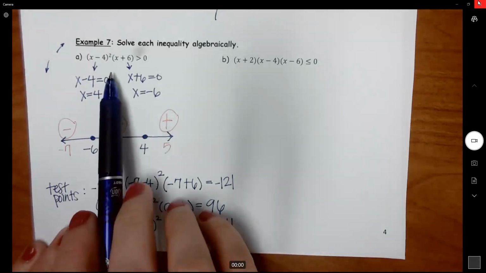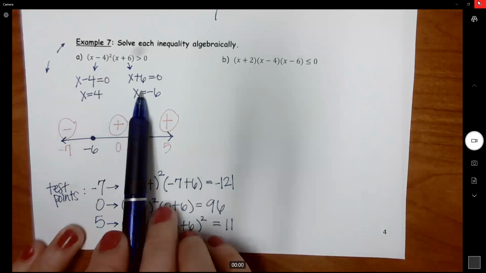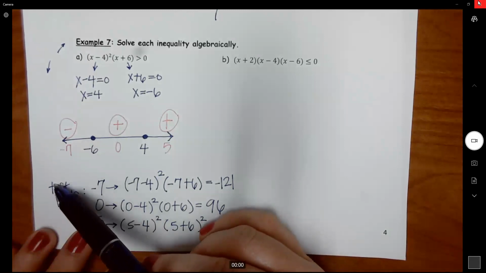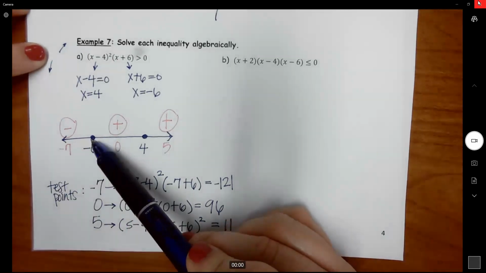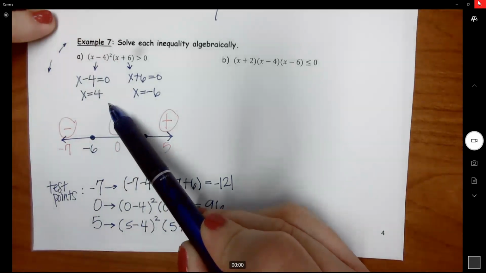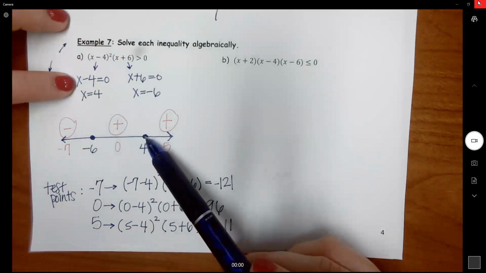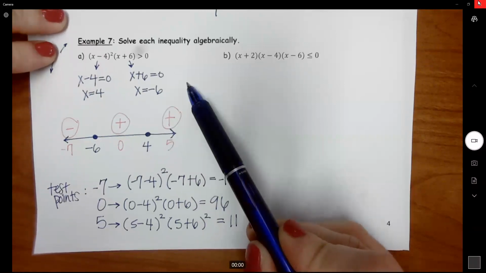And if you look at multiplicity, multiplicity here is even, which means it touches. Multiplicity here is odd, which means it crosses. And that's exactly what happens. It starts below. It crosses through our -6 because its multiplicity is odd. It comes up here somewhere and turns around. It touches that 4, but because this is even, it bounces back and stays positive.